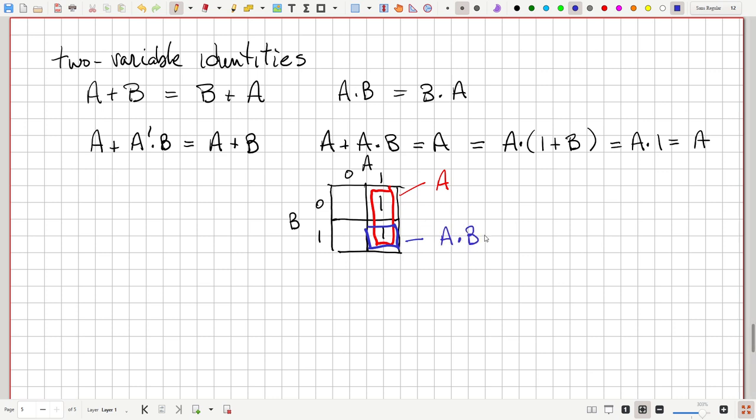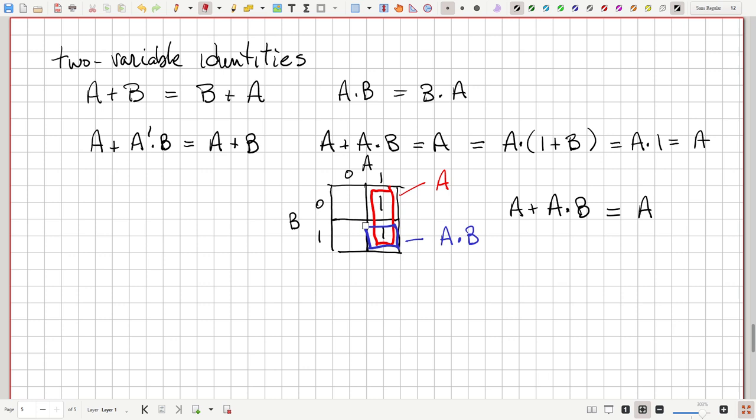So if we combine those, we can either be A or A and B, and we can see that the A and B is redundant, because if A is true, then we're in this column and the function is equal to 1. It doesn't matter whether B is 1 or 0, because we're going to be in this column. So A or A and B is equal to just A. Just this column. This one is redundant.